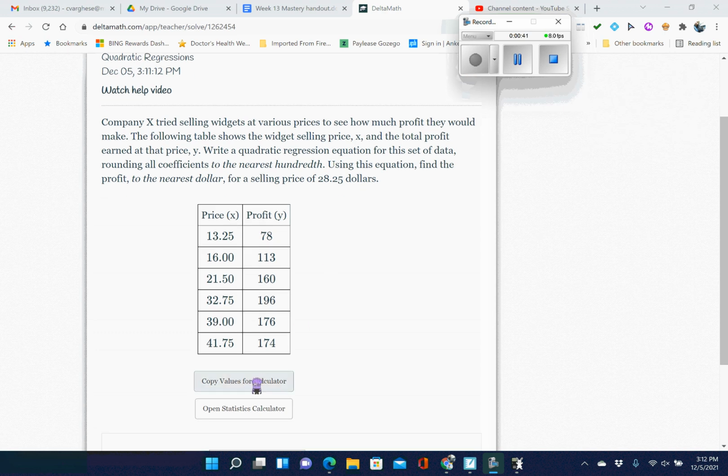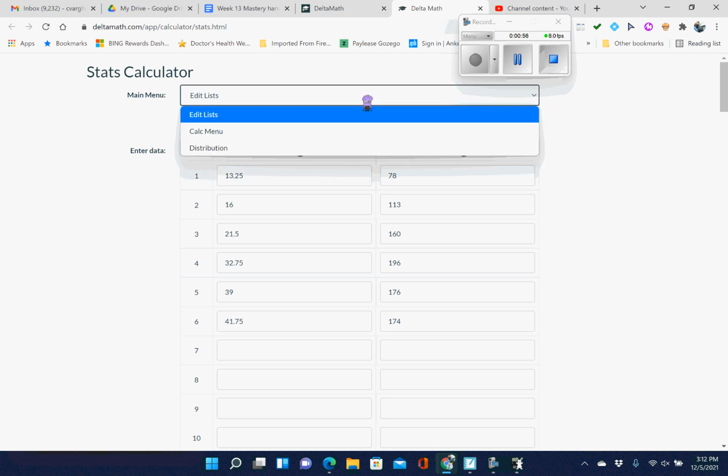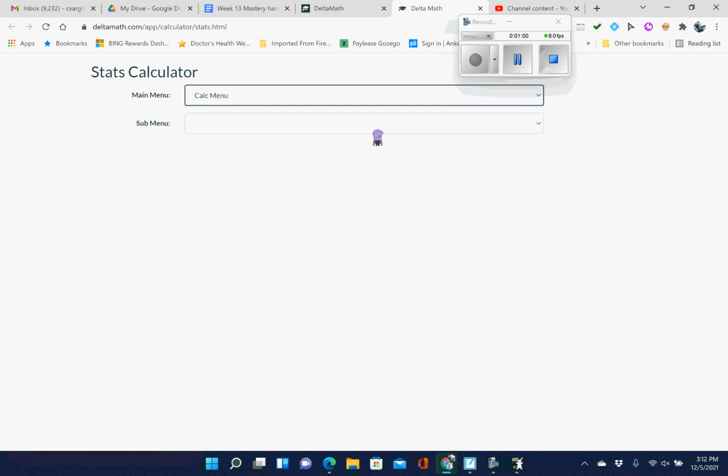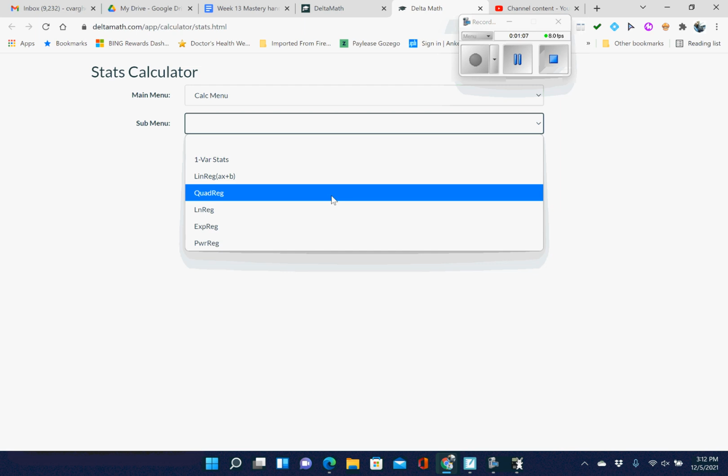So if you hit copy values for the calculator, and then you open the statistics calculator, it'll open up a new tab. And this is where you would paste values. So to put it in there for you. And then you would hit main menu, go to calc menu, click that.